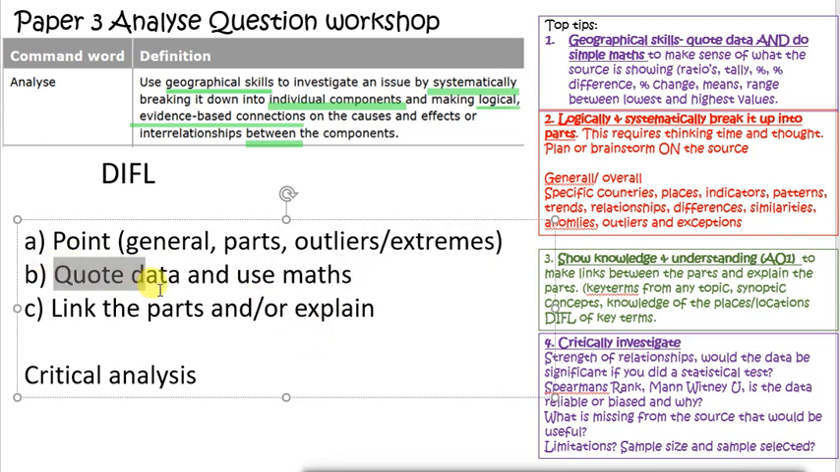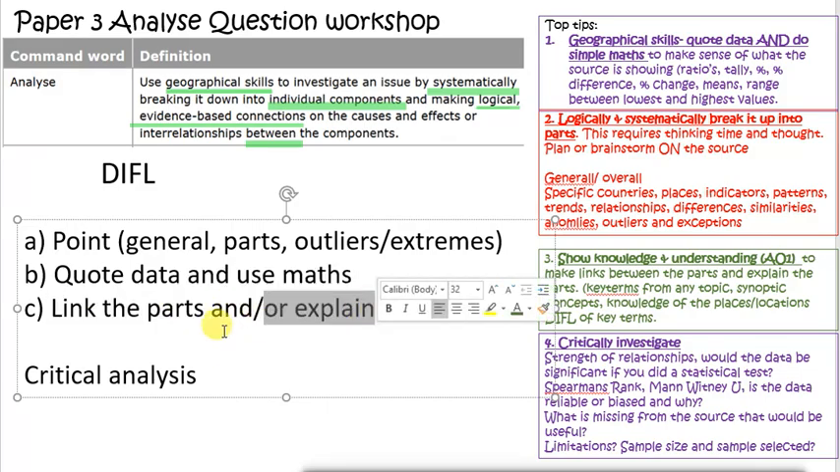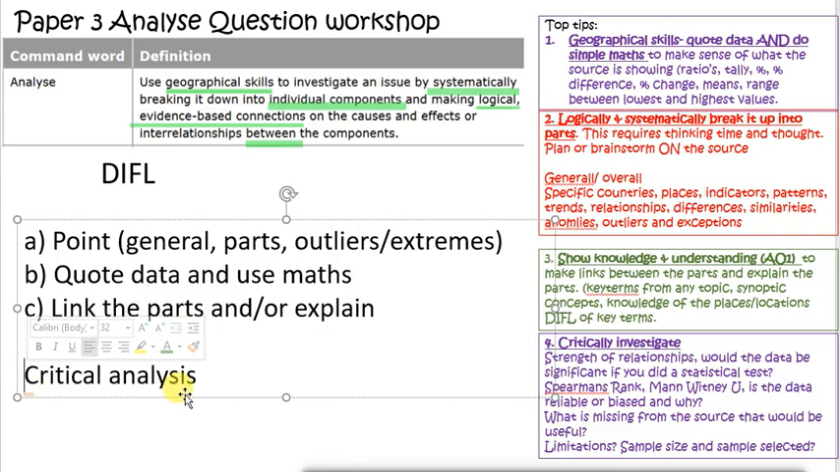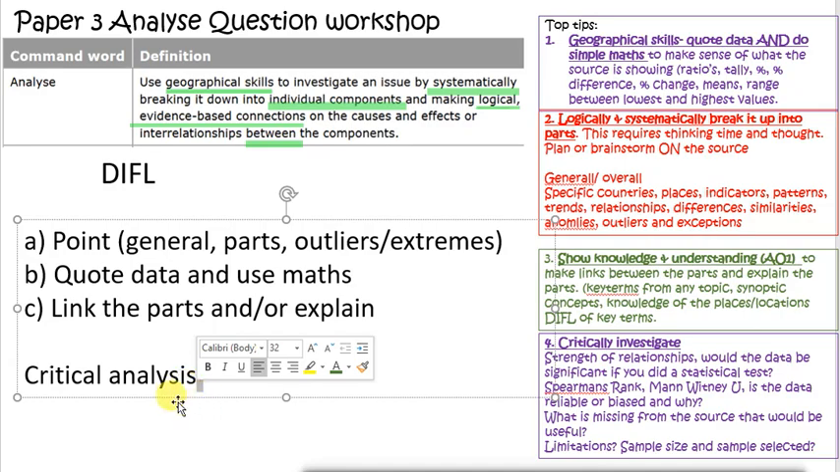So quoting data is the first step, which we must do. Use some basic manipulation to actually help you analyse that data. And then either link the parts and or explain the parts or suggest reasons for the parts. Alright? And critical analysis comes at the end.